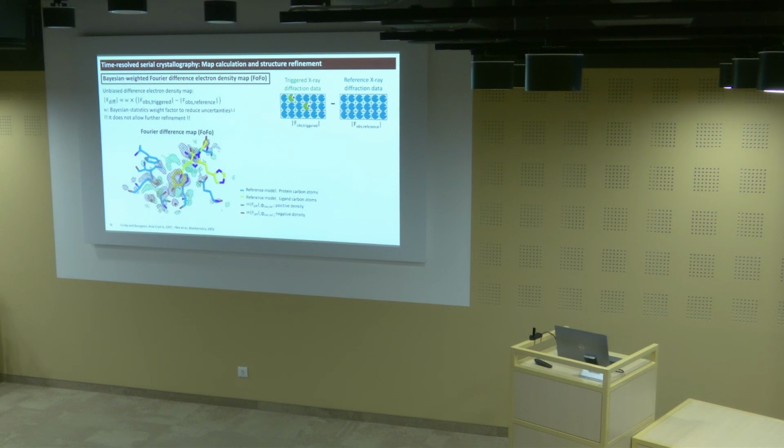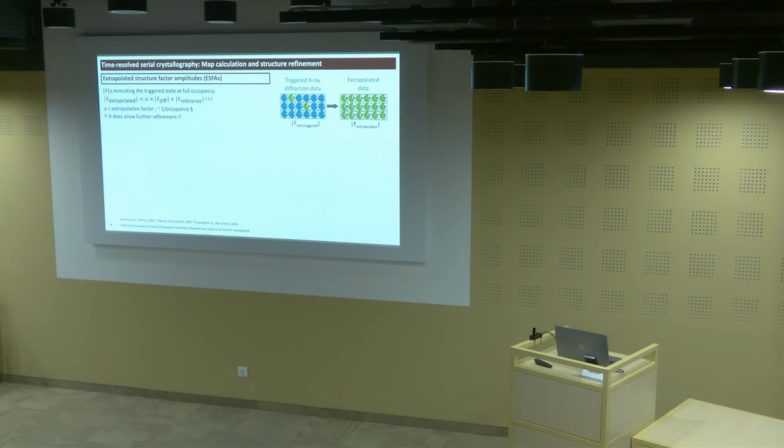So what you see here in red is negative density, so these are features that disappear in our triggered state. And here in green we have positive density, so these are features that appear in the triggered state. So this is a very useful map, however, it does not allow us to refine the structure.